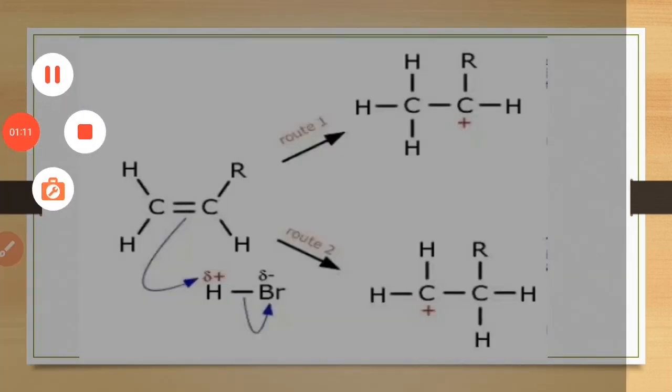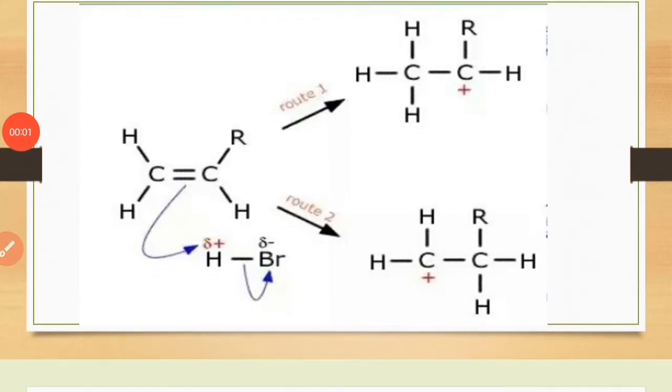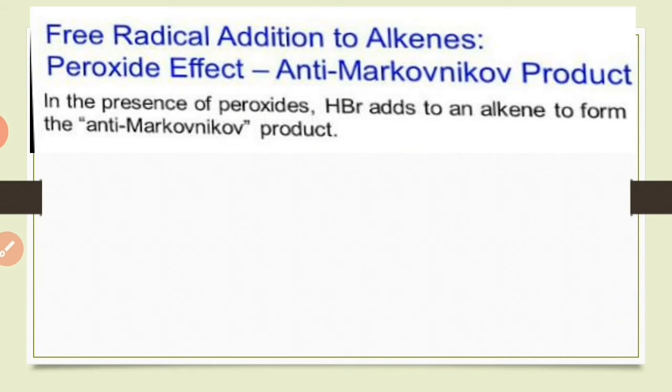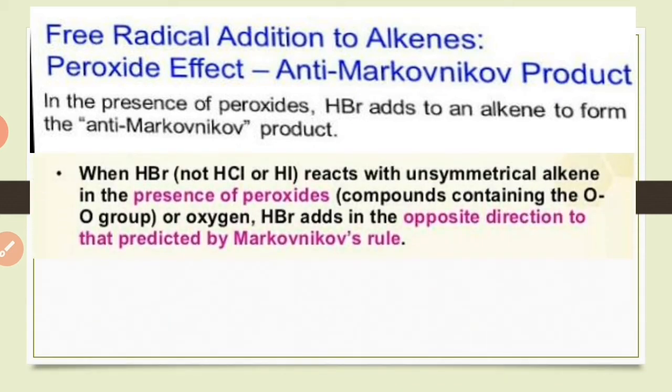Okay, understood? Next, peroxide effect. Kharasch and Mayo observed that when HBr is added to an unsymmetrical double bond in the presence of an organic peroxide, for example benzoyl peroxide, the reaction takes place opposite to Markovnikov's rule. This is known as anti-Markovnikov's rule, or peroxide effect, or Kharasch effect.